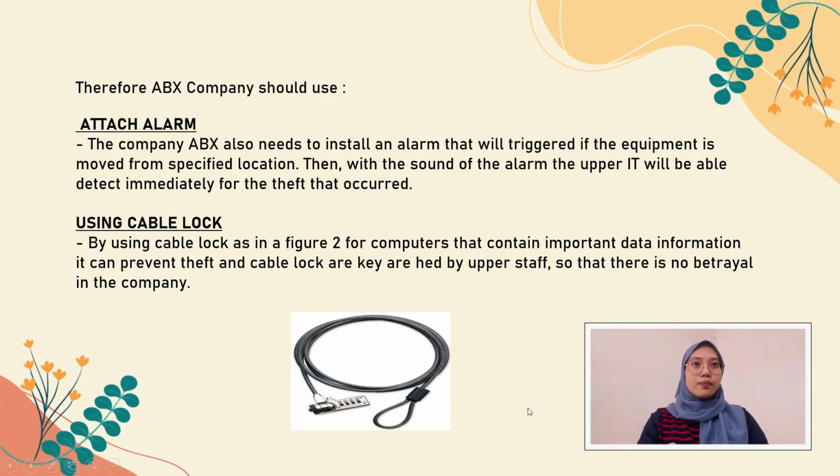Therefore, ABX company should use attached alarms and cable locks. For the attached alarm, company ABX needs to install an alarm that will trigger if the equipment is moved from its specific location. Then, with the sound of the alarm, upper IT staff will be able to detect the theft immediately. For the cable lock, computers that contain important data can be protected against theft, and the cable locks are held by upper staff, so that there is no betrayal in the company.